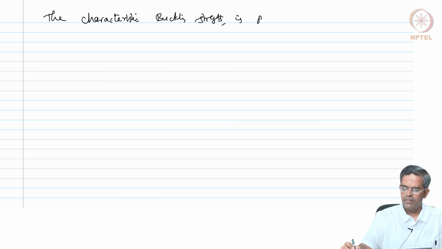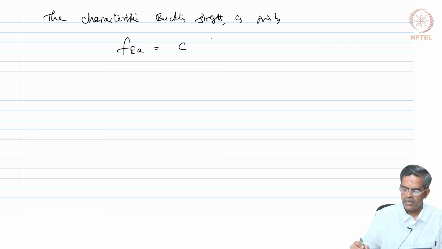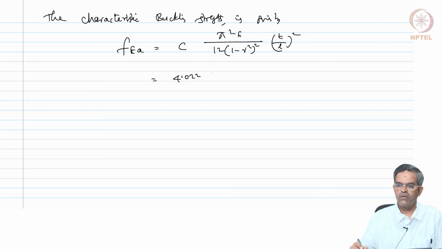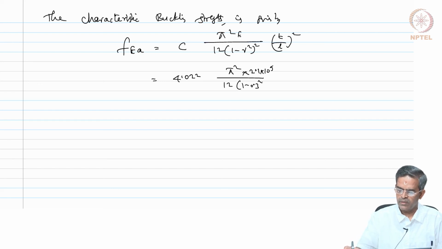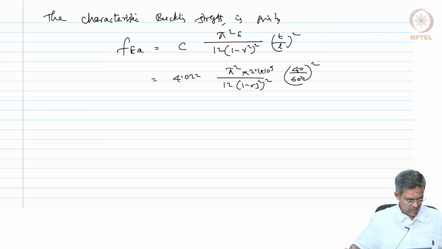FEA under axial is C times pi square E by 12 (1 minus nu square) times (T by L) the whole square. So, which will become 4.022 times pi square times 2.1 into 10 power 5 by 12 (1 minus 0.3 square) times (40 by 600) the whole square, which now becomes 3392.78.